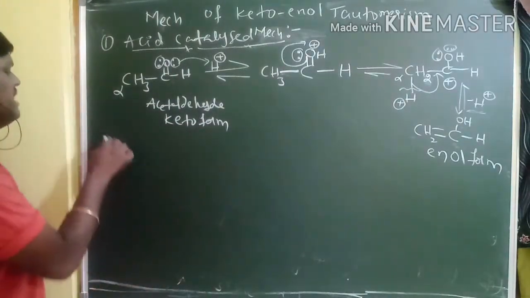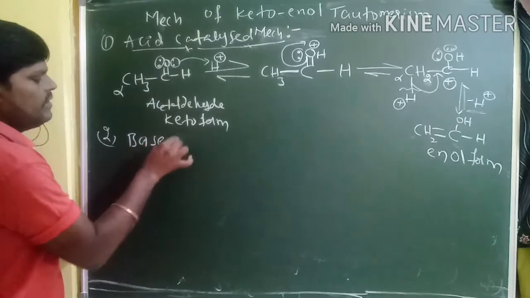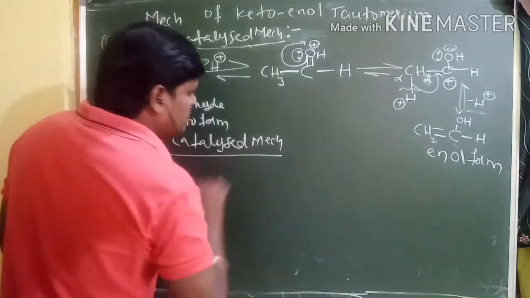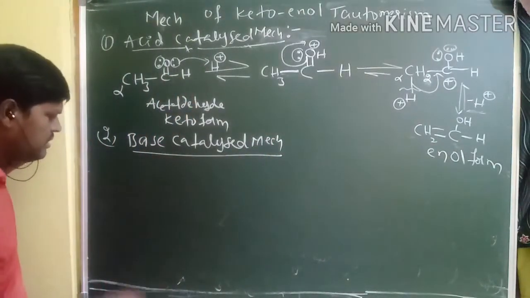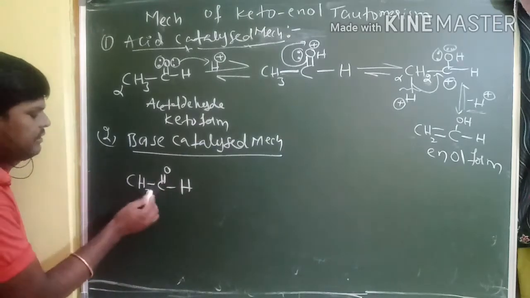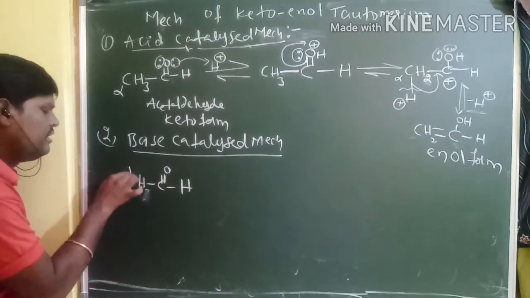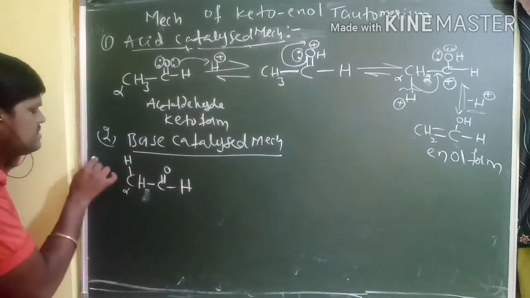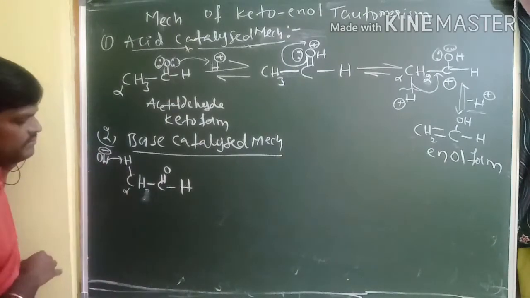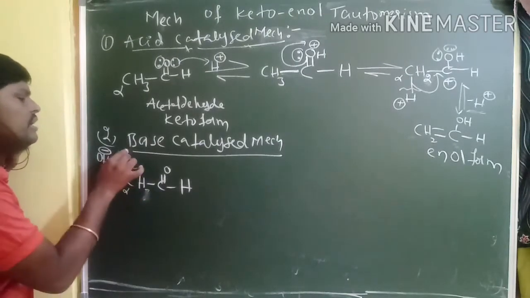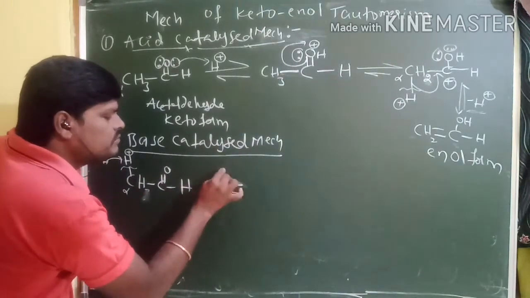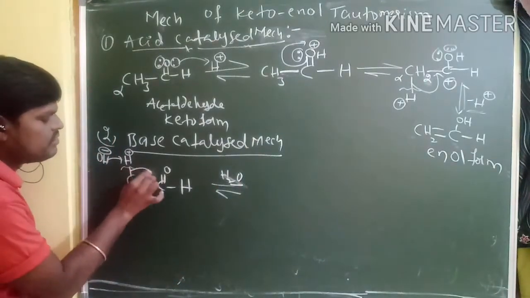Now the base catalyzed mechanism. Here I take the same simple molecule, acetaldehyde. As I told you already, this is the alpha carbon, and I want to use one alpha hydrogen initially. What is the base here? OH minus is the base. The base is attracted towards this proton, and immediately this bond breaks. The hydrogen leaves as H plus, so OH minus plus H plus forms H2O. Now the bond rotates between these two carbons.